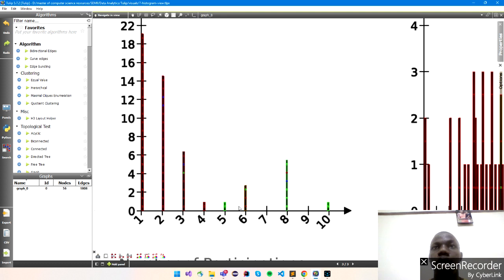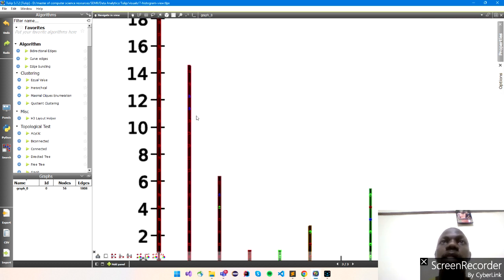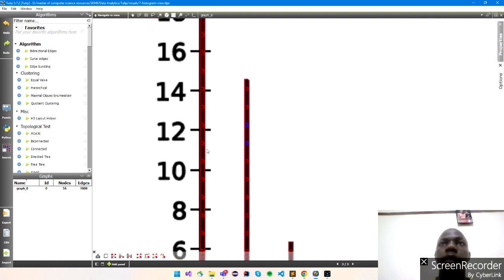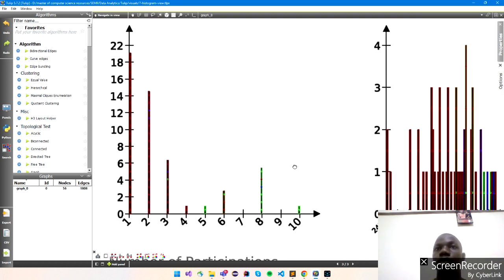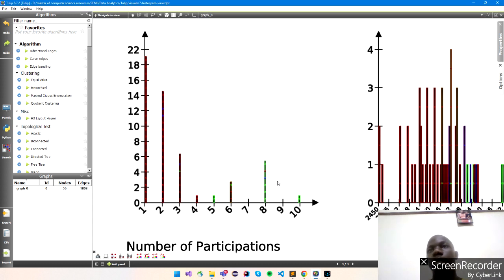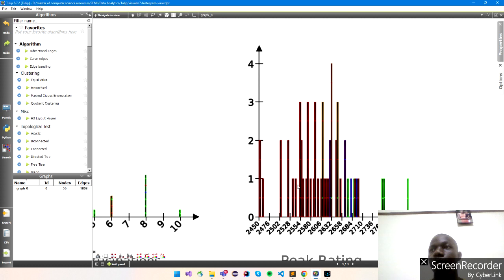A lot of world champions have high participation as compared to people that dropped out. As you can see, almost whoever participated once dropped out, and almost whoever participated twice either dropped out, or we can see a bit of blue here, meaning they reached the final but they lost. So we can still get more insights between these data points.